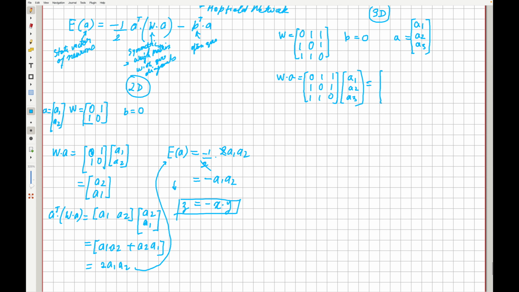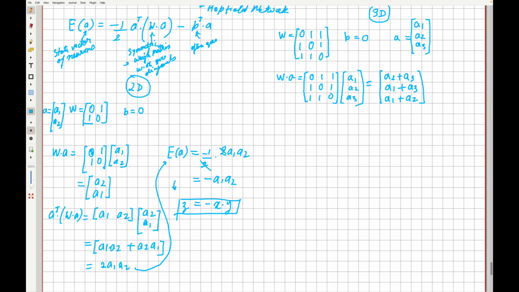We can perform this multiplication. A1 times 0 is 0, and then 1 times A2 plus A3 gives us A2 plus A3. In the next row we get A1 plus A3, and in the last row we get A1 plus A2.